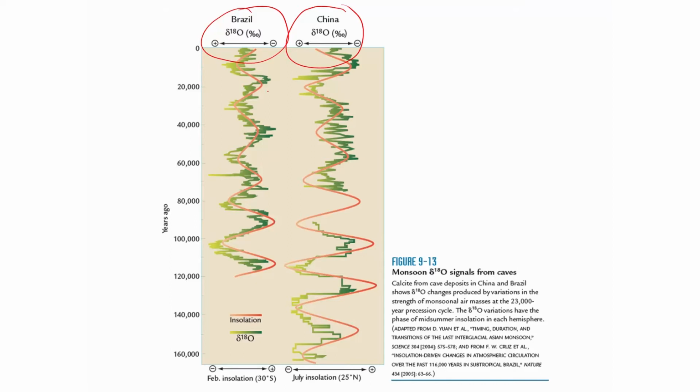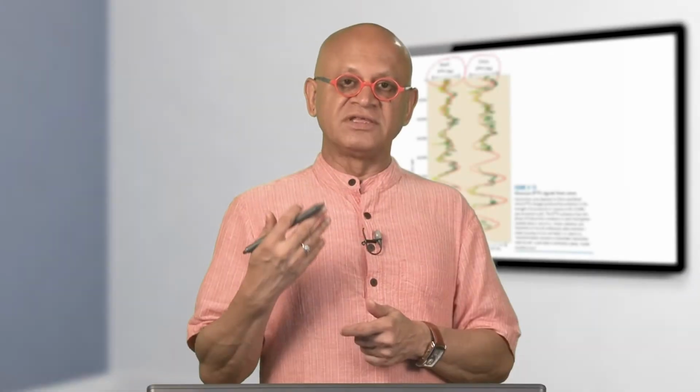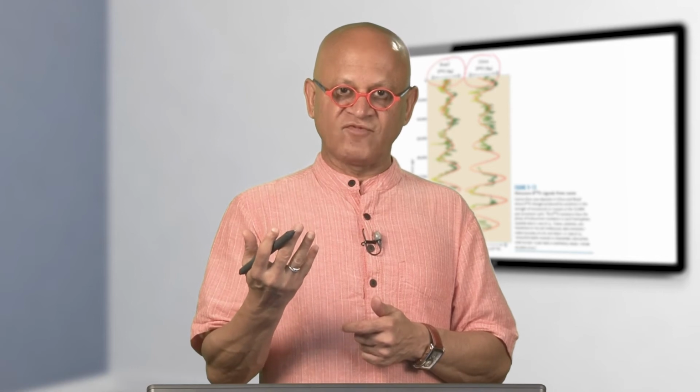So you can clearly see that there is the orbital forcing in there. Insolation changes are shown by this magenta line, and the delta O18 signatures are shown by this green line, and you can see that they follow each other fairly well. Okay, so any change in insolation is resulting in a change in the monsoon strength, and that's producing delta O18 change by the same processes that we talked about before.